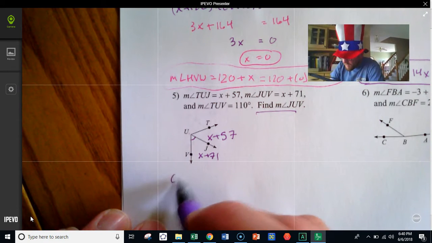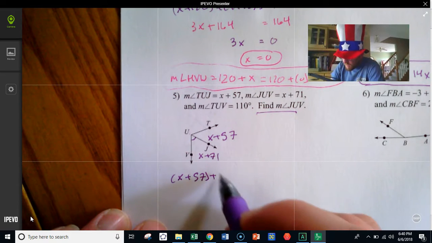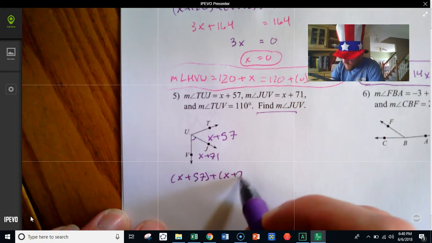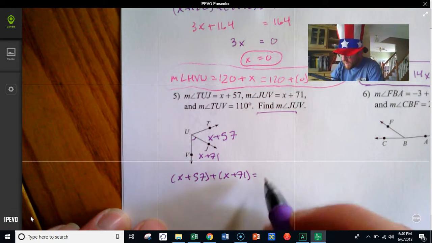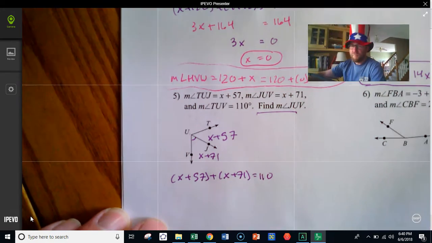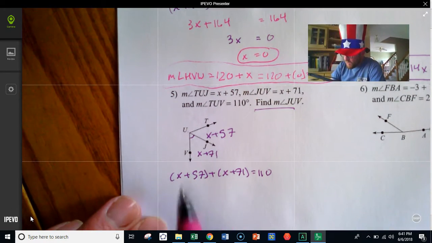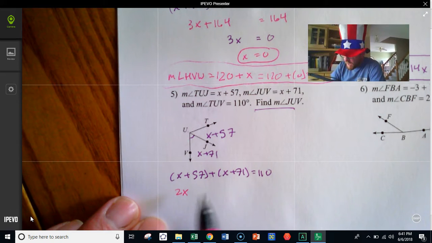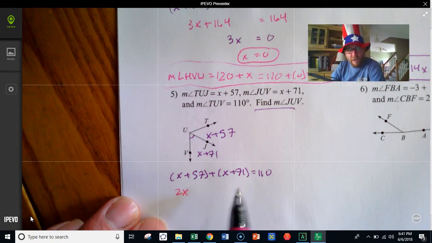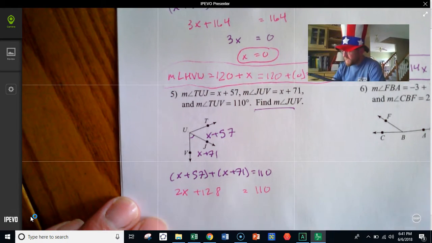So we have x plus 57 plus x plus 71 equals 110. Okay. So first thing we need to do is some combining of like terms. I've got two x's, and I have 57 and 71. That makes 50 and 70 is 120, and 7 and 1 is 8. So plus 128 equals 110.